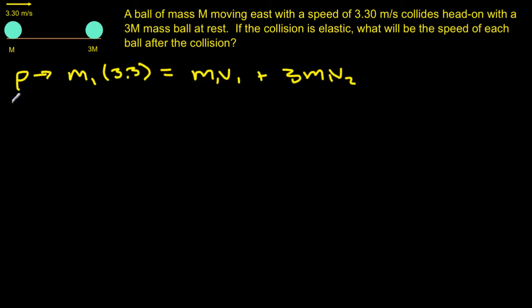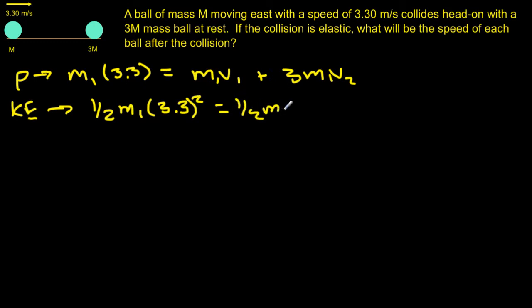Our second conservation law is the law of conservation of energy, and so that equation will become 1 half m1 times 3.3 squared equals 1 half m1 v1 squared plus 1 half 3m1 v2 squared. So these are my two equations.